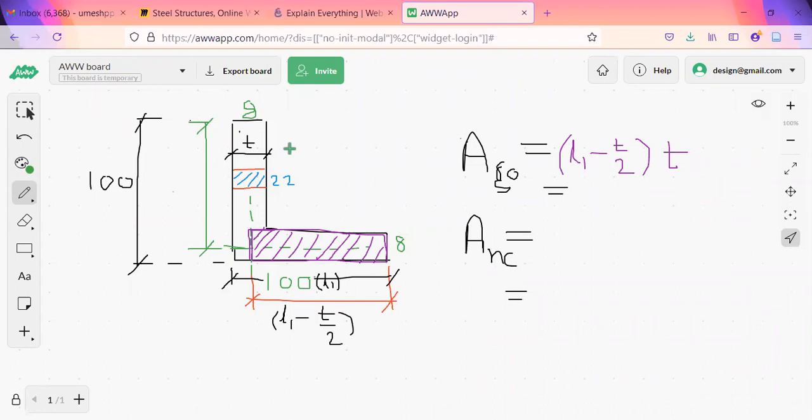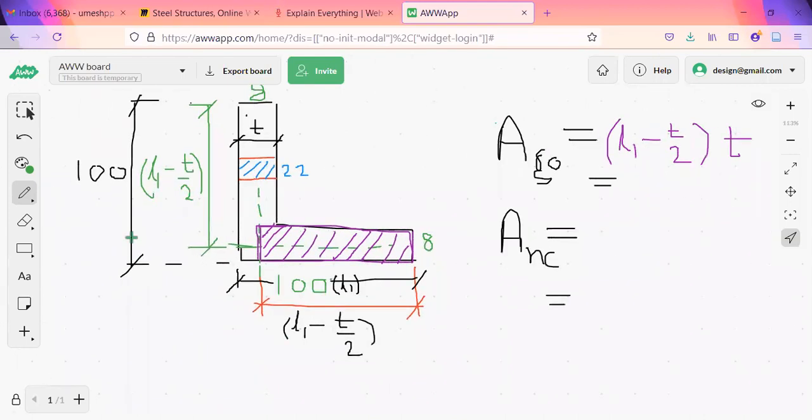Again, it is L1 minus T by 2, because both are of the same dimension. If it is a different dimension, it is different. Whatever this actual dimension of the connected leg is, that much you have to take. Here again, I'll write this one as L1 minus T by 2. You agree for this? This distance, green color, top to center line. Total is L1, that is 100. In that one, you subtract half of the thickness because this is half.